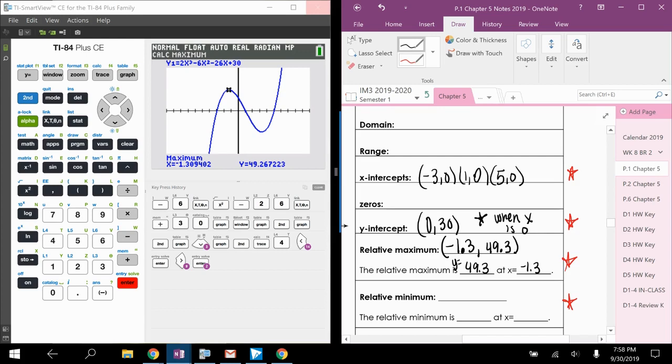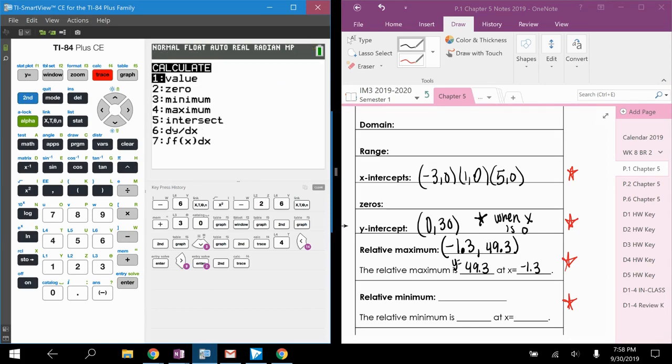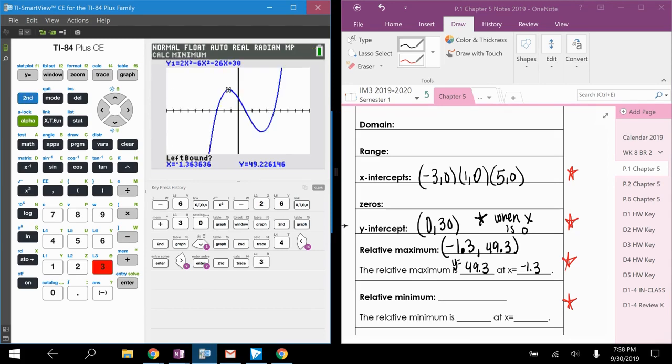Now let's go ahead and find our min. Again, press second, the blue button, trace, and click option 3 for your minimum. Now, again, it wants you to go to the left of where you think the min is. So here's the min. There's where my cursor is at right now. So I'm going to go to the left of where it's at. I have to press right just to get over there. So I'm going to press right until I get close to that area. So I'm kind of close. I'll go a little bit closer maybe.